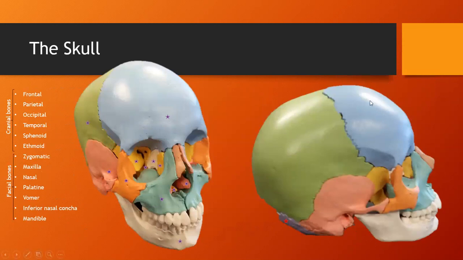All right, so here we have our frontal bone. This green portion is our parietal bone. The suture that is located in between the frontal bone and the parietal bones is referred to as the coronal suture.